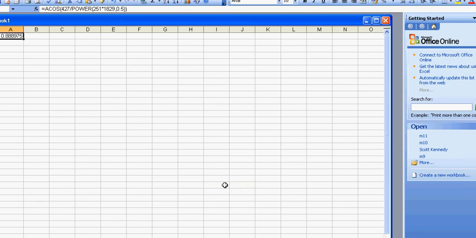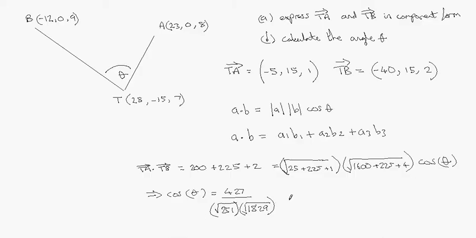So that gives us the angle in radians, and to convert that to degrees we need to multiply by 180 divided by pi, which gives us 50.93 degrees, or 51 degrees to the nearest whole degree. So this is approximately 51 degrees.